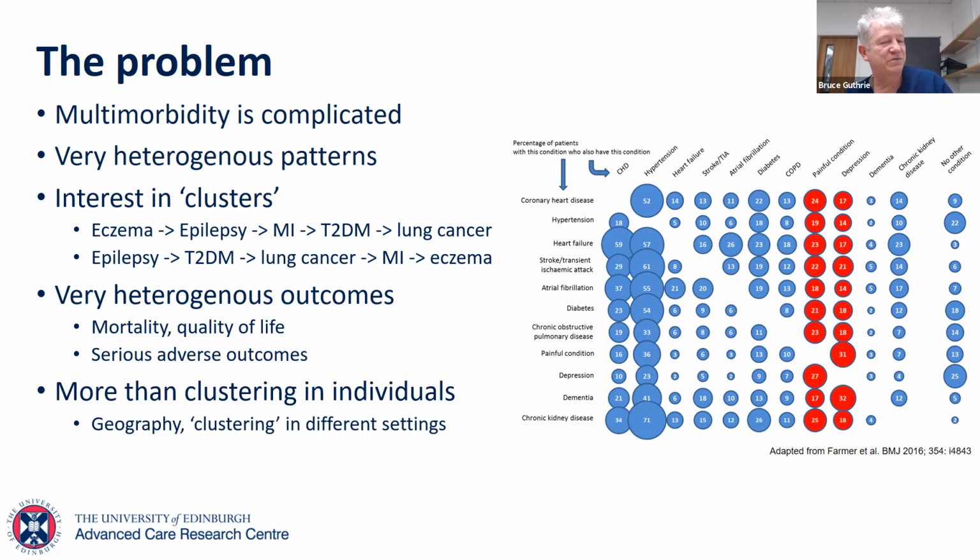So the final issue with clusters is that from our point of view, of course, there's more going on than clustering of conditions in individuals. We're also interested in clustering by geography. Social determinants of health make particular kinds of morbidity cluster together, and then clustering in different settings. So how would you use ideas of clusters clinically?